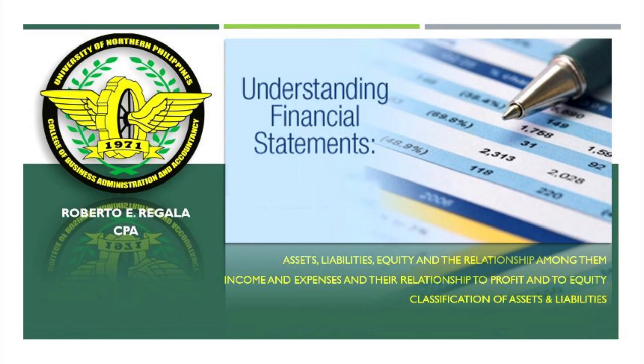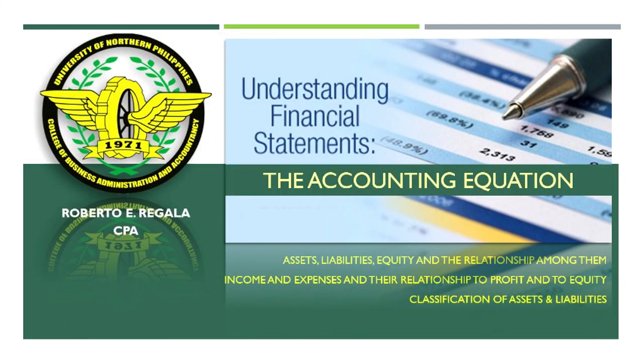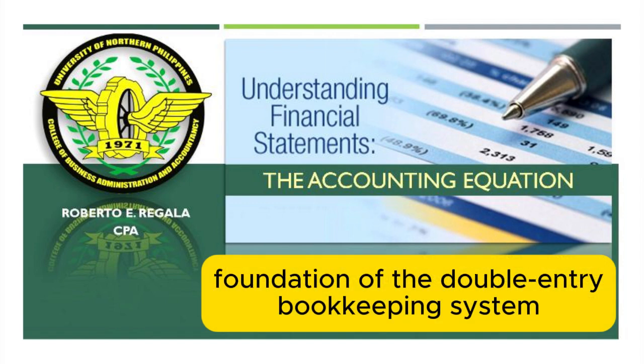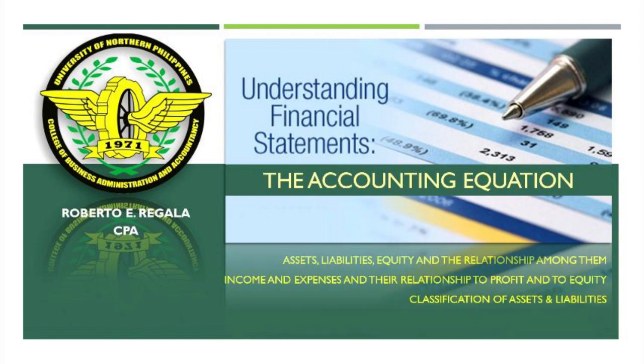Today's topic is all about the accounting equation, a fundamental principle of accounting that forms the foundation of the double-entry bookkeeping system. It clearly represents the relationship among an entity's assets, liabilities, and equity, which is, the total assets is equal to the combined totals of the liabilities and equity.